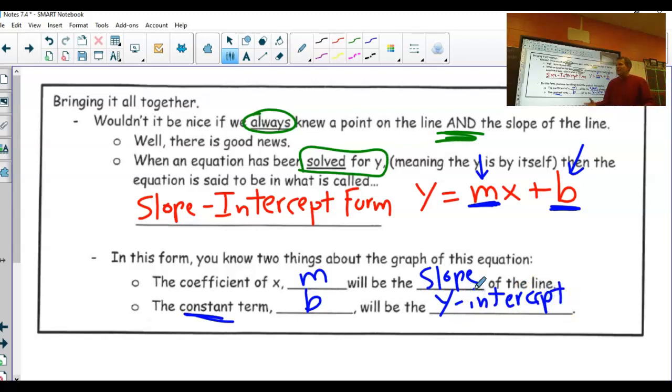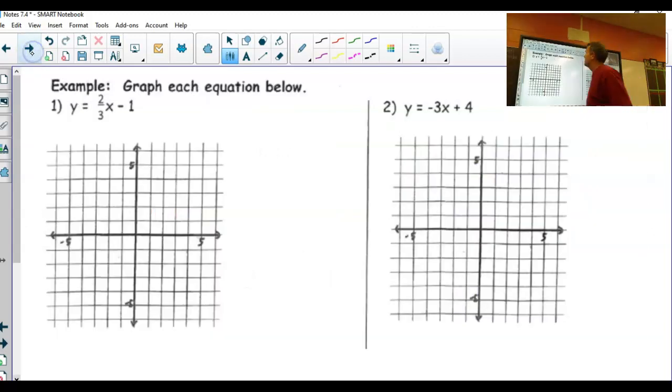So when an equation has the y by itself, you automatically know two things. You know where it crosses the y-axis, and you know the slope. That makes it really easy to graph. Let me show you. This equation has the y by itself, right? And since the y is by itself, I know two things.